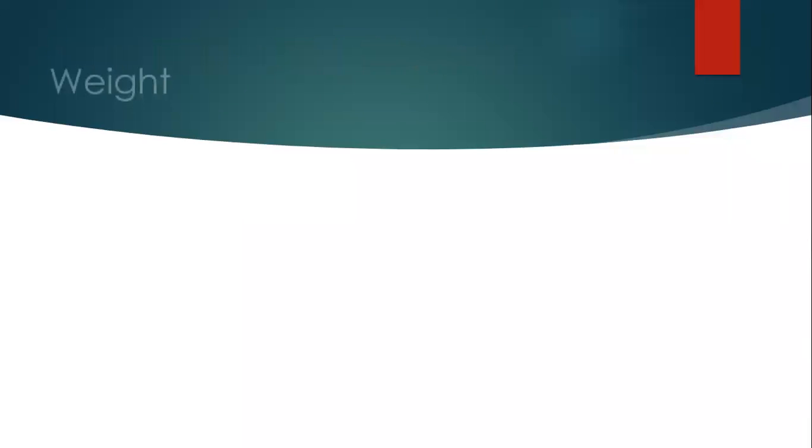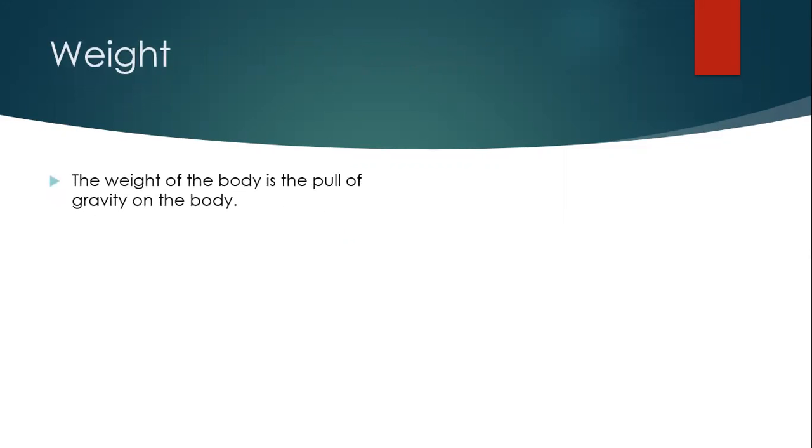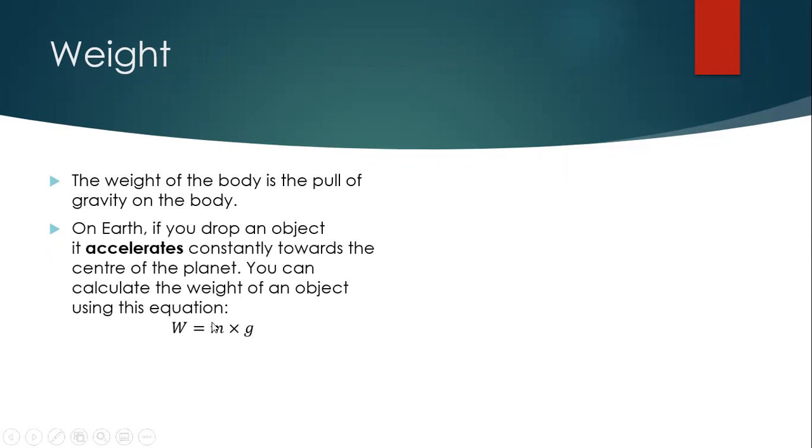Now next is weight. What is weight? Weight of an object is the pull of gravity on the body. Whenever Earth attracts a body towards itself, it always exerts a pulling force. That force is called the weight, and it can be calculated by the formula W equals mg. m is the mass of an object, g is the acceleration due to gravity. This weight is basically the gravitational force. That's why its unit is Newton, not the kilogram.